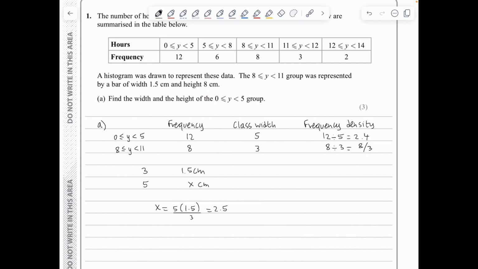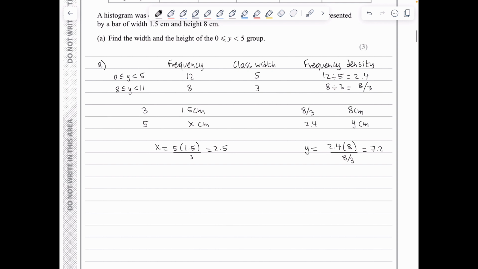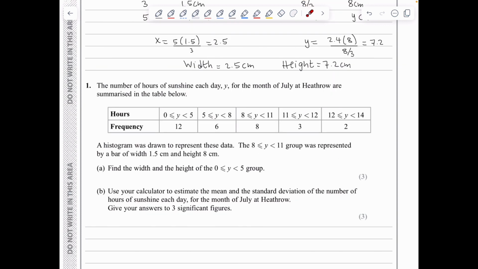And for the height, we know that the frequency density of 8 over 3 corresponds to a height of 8 centimeters, so 8 over 3 corresponds to 8 centimeters, and therefore 2.4 will correspond to y centimeters. So y is given by 2.4 times 8 over 8 thirds, and this gives an answer of 7.2, and therefore we conclude that the width of the bar will be 2.5 centimeters, whereas the height of this bar will be equal to 7.2 centimeters.